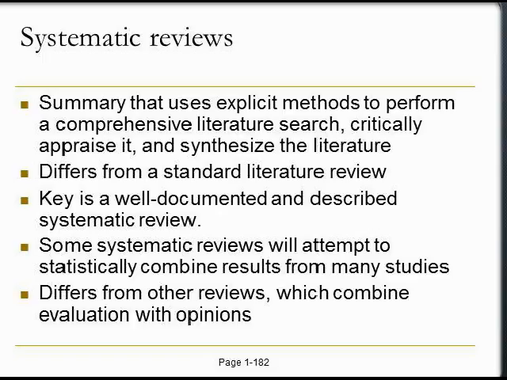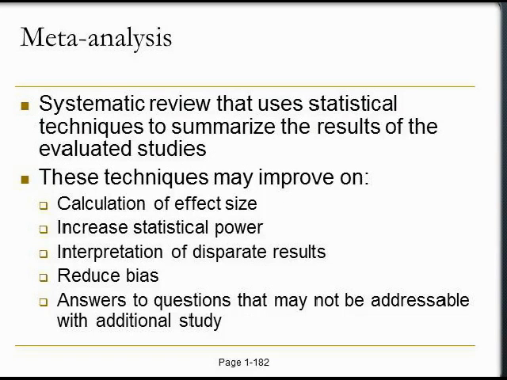And it differs from a standard review article because of the methodology that's used in the comprehensive consolidation of these papers. The key is a well-documented and described literature review. Some systematic reviews go on statistically, and we'll talk about that in a second, to statistically combine results from many studies. A systematic review by itself doesn't do that statistically. A meta-analysis, which we'll talk about in a second, does that. And we've already talked about this last bullet point.